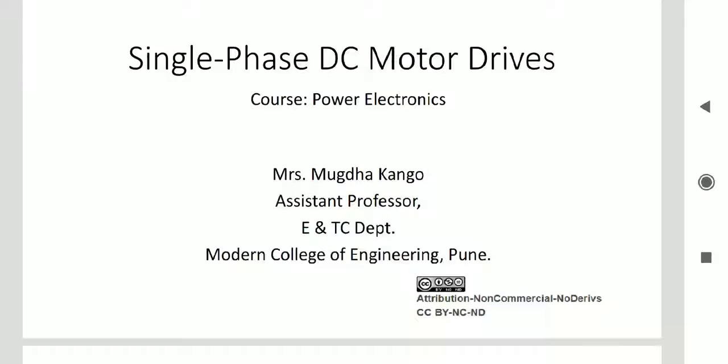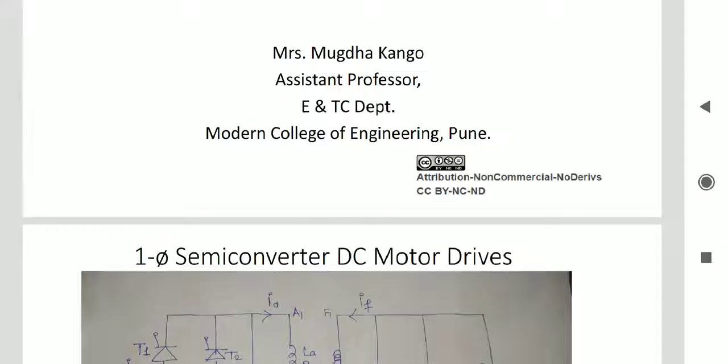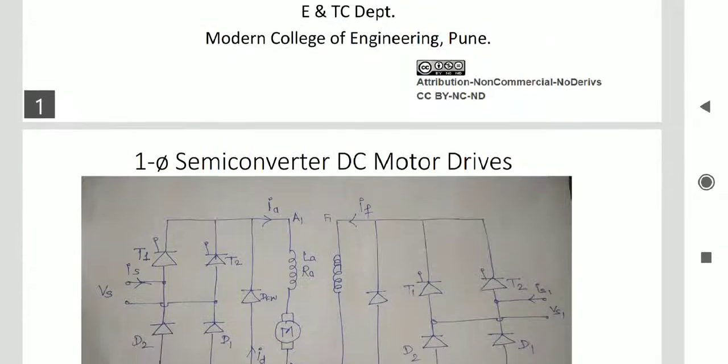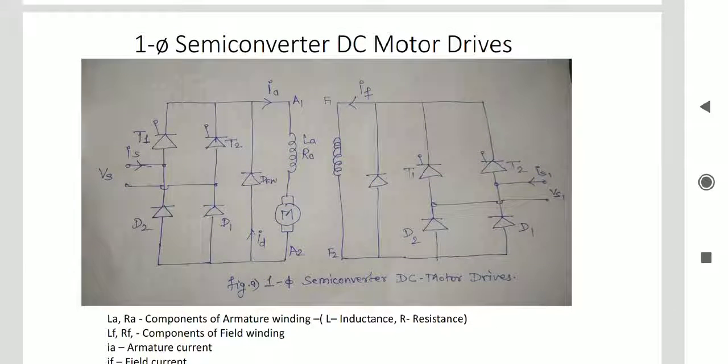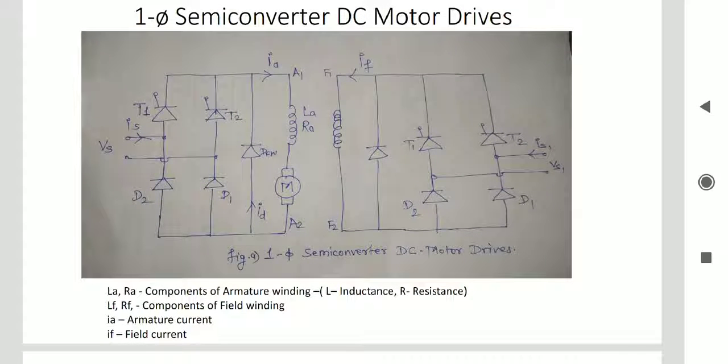Dear students, today I am going to explain single phase DC motor drives, a topic on power electronics. There are two types of DC motor drives. One is a single phase semi-converter DC motor drive and the second one is a full converter DC motor drive. This is the diagram for the semi-converter DC motor drive. In this we have two SCRs and two diodes.